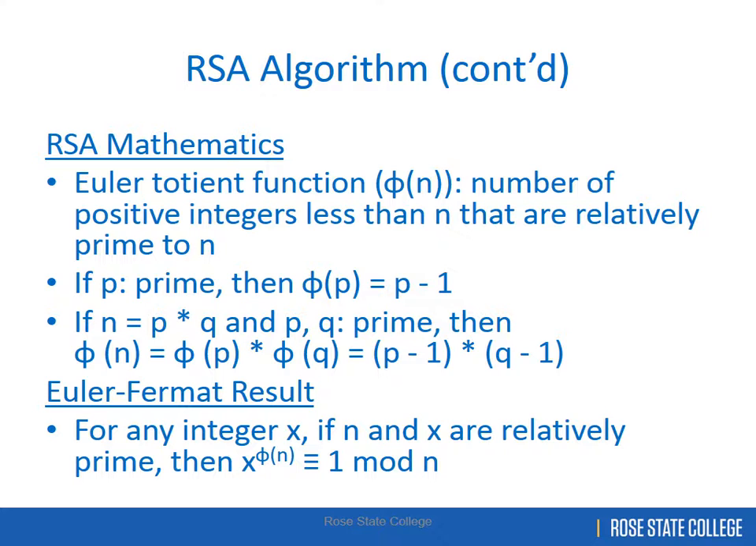If n is p times q, and p and q are prime, then the totient of n is the totient of p times the totient of q, and so on and so forth. Basically, p times q is n, and (p minus 1) times (q minus 1) is the totient of n. That's all there is to it. If you can remember that, you are golden. That's all you need.